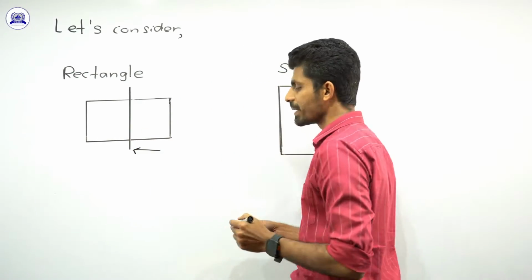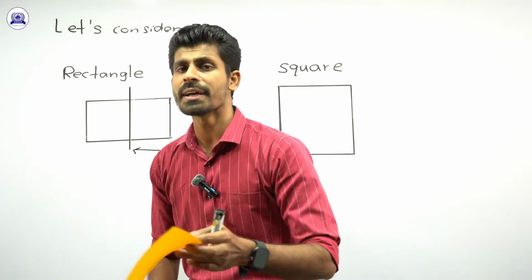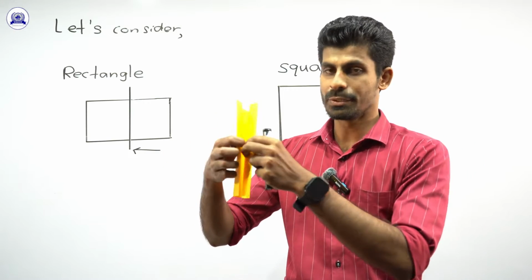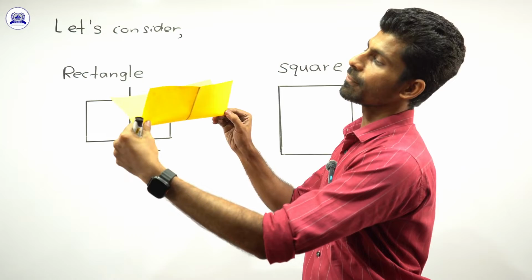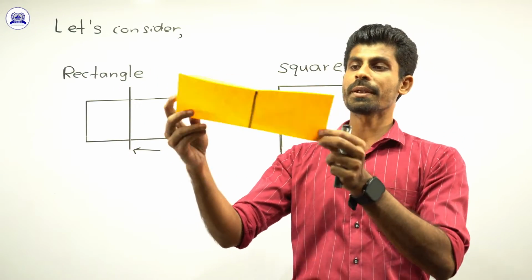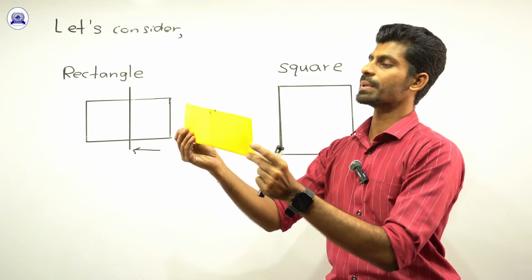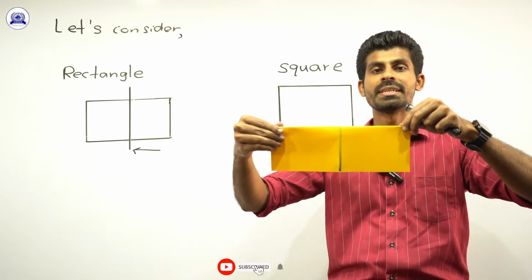How many axes of symmetry are there? One. Can you find another axis of symmetry for this one? You can fold on this side, and you can fold on this side as well. You can fold on this one and also this one.